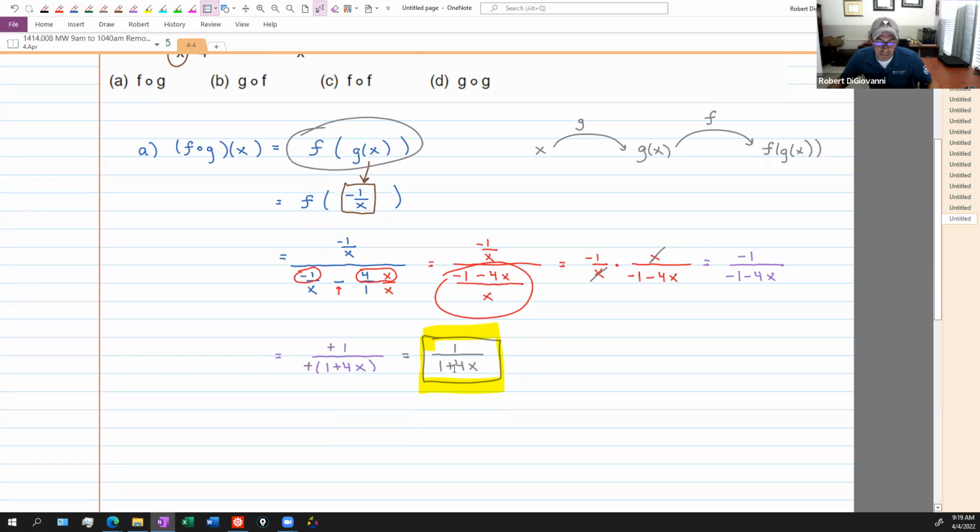So when you look at this, we have a fraction, right? So the denominator, 1 plus 4x, we need to make sure it's never 0, right? Because if that denominator is 0, we get division by 0, which is bad. So let me just move things around. I'll subtract 1 on both sides, and then I will divide both sides by 4. Okay, so I know right now x cannot be -1/4. If x is -1/4, the final composition is undefined.